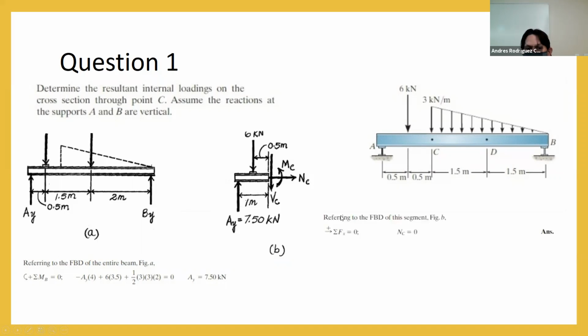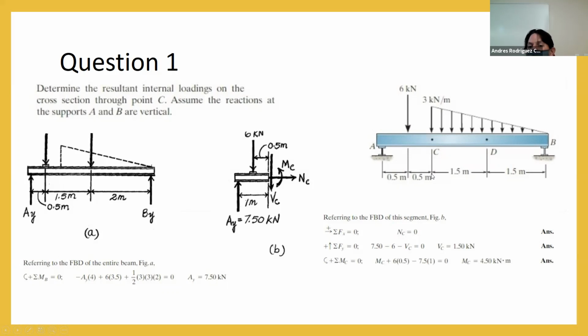First we have to obtain the axial load. As we know, we don't have horizontal loads in here. Therefore, NC is going to be equal to 0. For Fy, we can do a summation of forces, and easily we obtain that 7.5, that is the reaction, minus 6.5 is equal to VC. So VC, the shear at point C, is going to be equal to 1.5.